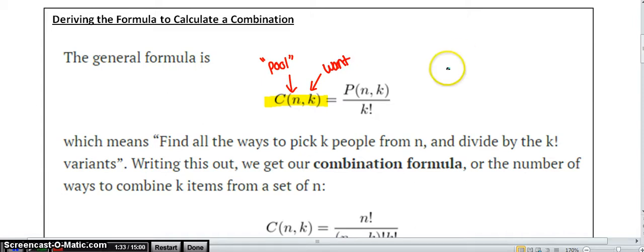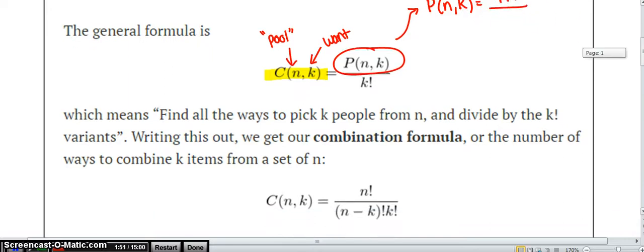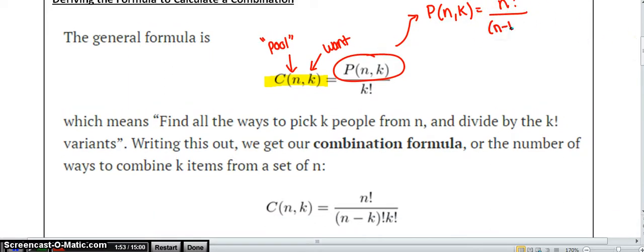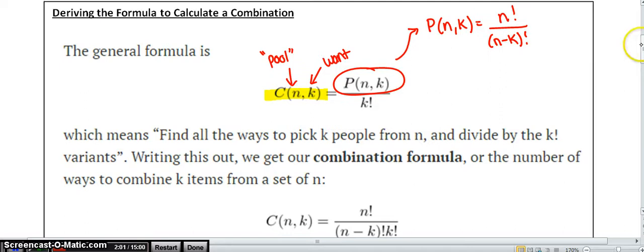Now, if we're calculating a permutation, the notation looks like this. I'm going to write the formula for a permutation off to the side because it may come in handy later. Remember that a permutation of n, choosing k, is n factorial over n minus k factorial. In another context we used r, but just think r and k are the same thing. Basically, a combination you can always write in terms of a permutation: you take the permutation and divide by k factorial.